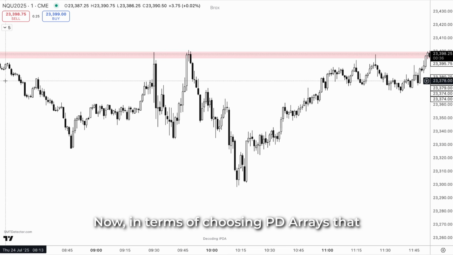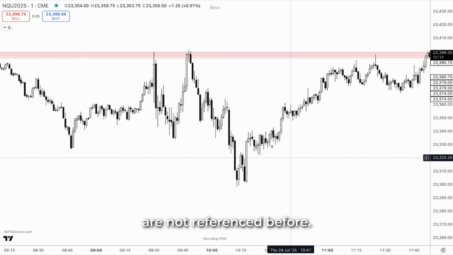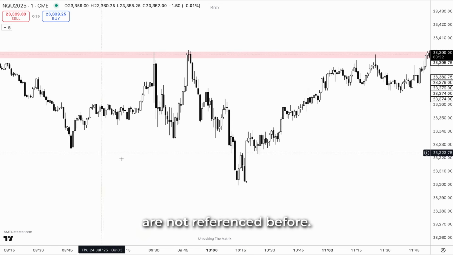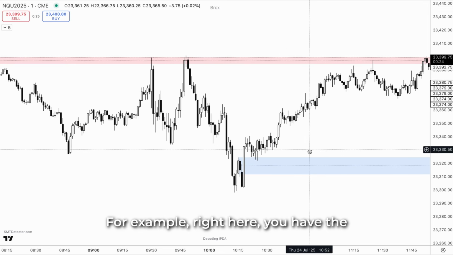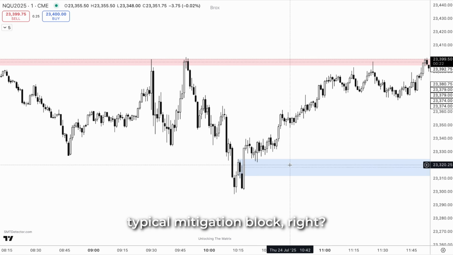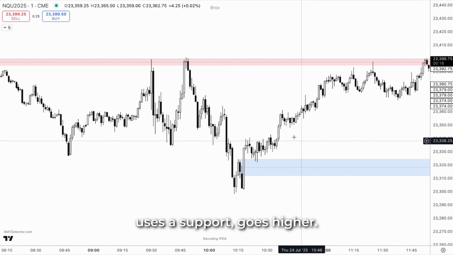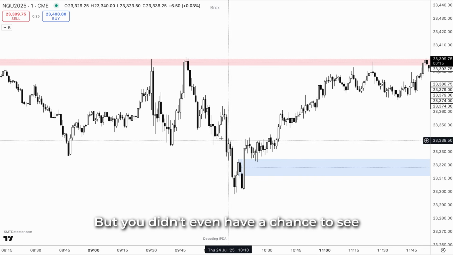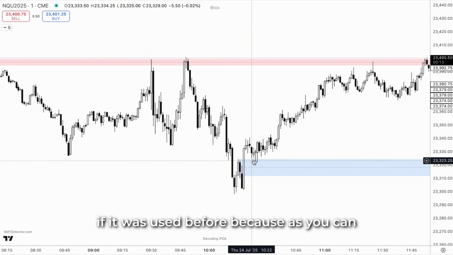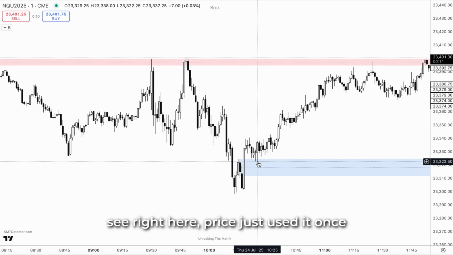Now, in terms of choosing the PD arrays that are freshly formed, that are not referenced before, for example, right here, you have the typical mitigation block, right? And you can see price comes into it, uses it as support, goes higher. But you didn't even have a chance to see if it was used before, because as you can see right here, price just used it once and then went higher.